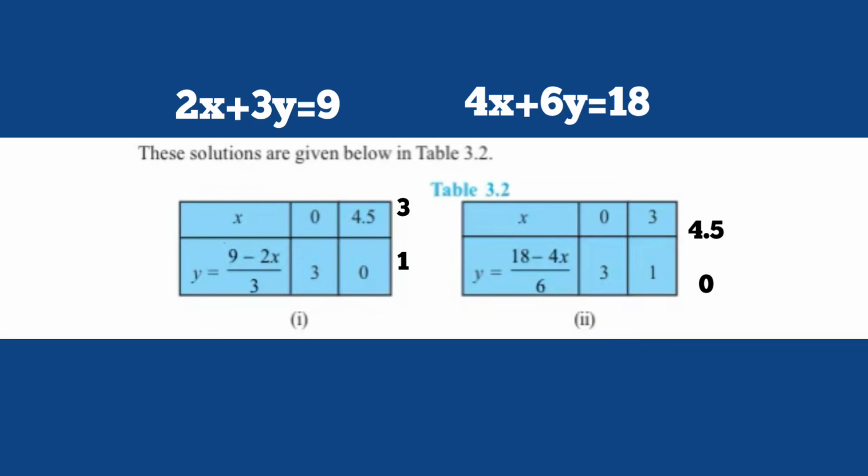Students, you know why I took these values for both the tables? Because here you can see that for the first table also the first pair was (0, 3), and for the second table also the first pair was (0, 3). So when I tried the second values for both, I got the same coordinates. So here you can see that for both the tables the coordinates are same, that is (0, 3), (4.5, 0) and (3, 1). Now let us plot them on the graph.